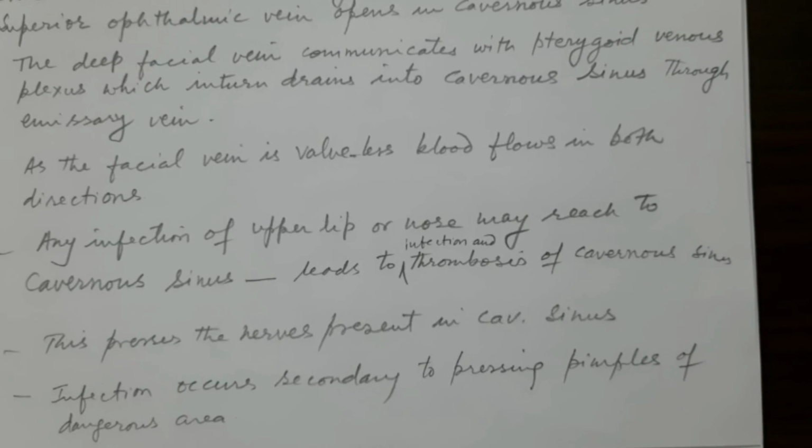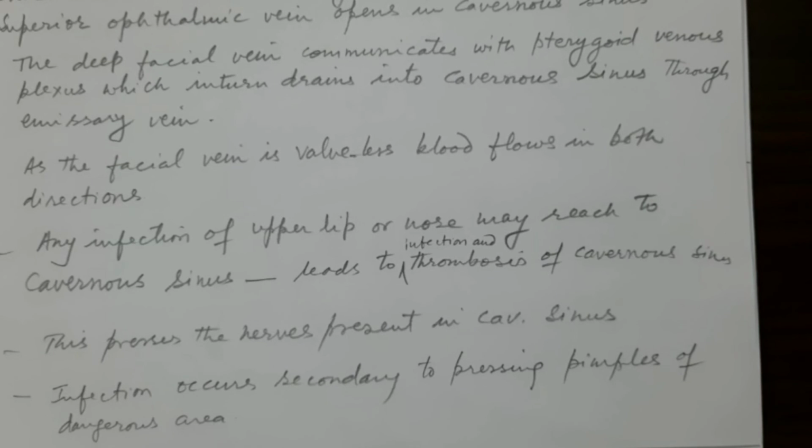But this infection mostly occurs from the upper lip and the lower part of the nose by pressing pimples, because pimples contain pus, that means bacteria, and thus the infection may go through this route to the cavernous sinus. And thrombosis of the cavernous sinus is very dangerous because it is deeply situated. Surgically it is most difficult to remove this thrombus or blood clot. Nowadays you can control the infection with antibiotics, but once the thrombus is formed here, the blood clot will be difficult to remove.